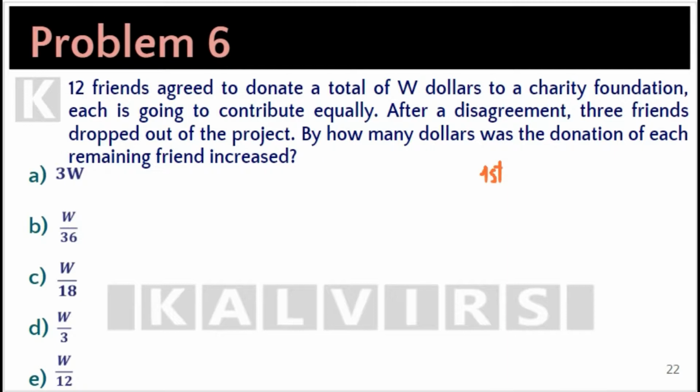that any of the friends is going to pay W over $12 each. However, there is a disagreement between all of them, and finally 3 of them quit the project. Now the remaining friends will have to pay W over $9 each. The increase of payment per person would be the difference between the amount of money they had to pay before and after the disagreement.